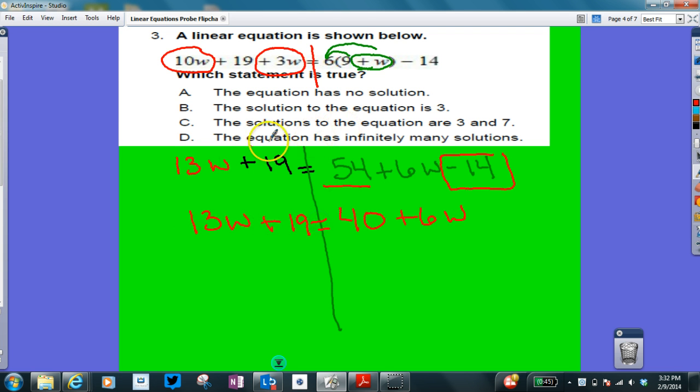just to keep everything in nice, neat rows. That way I don't get anything mixed up. Again, I didn't do anything to this side. I had combined everything that I could combine. Now it's just a matter of solving for w.